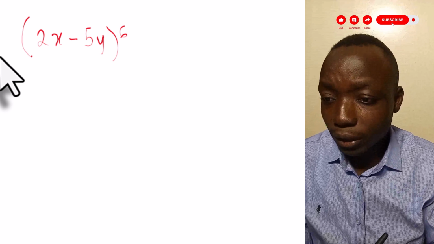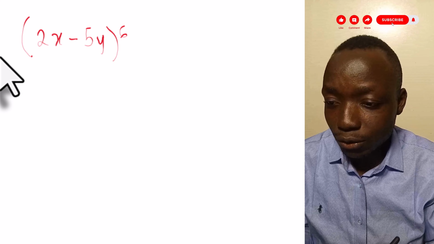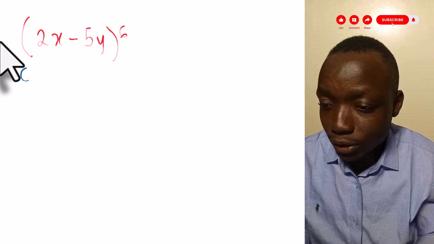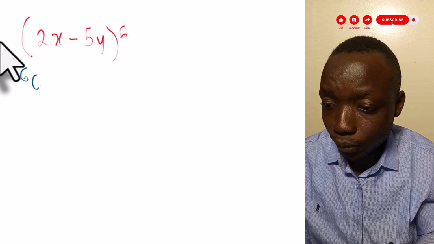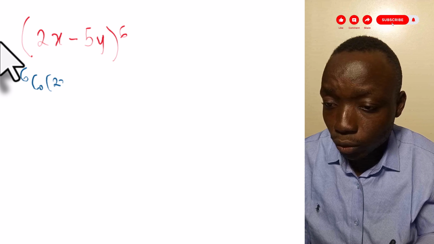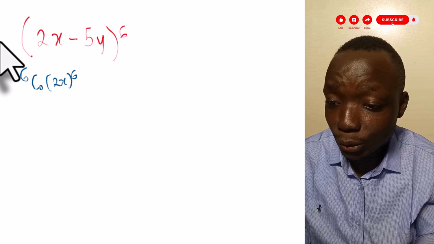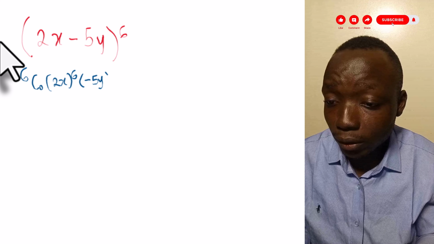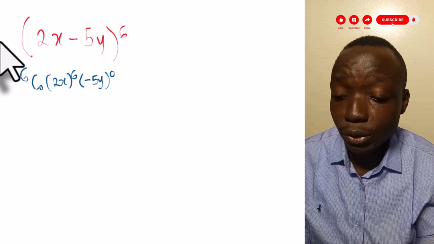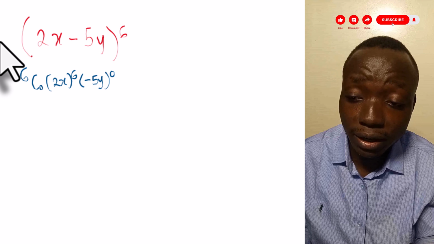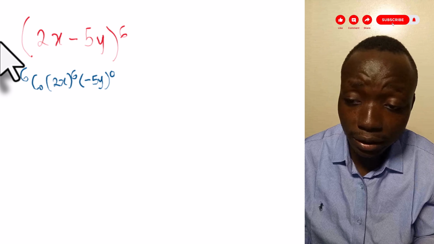Now, the rule is to start counting from 0. So we're going to have 6 combination 0, 2x raised to power 6. So the first term takes the entire exponent, while the second term takes 0 as its exponent. Now take note that you have to preserve the sign. If the term is negative, you have to keep negative inside the bracket.